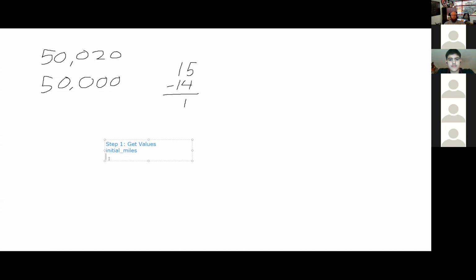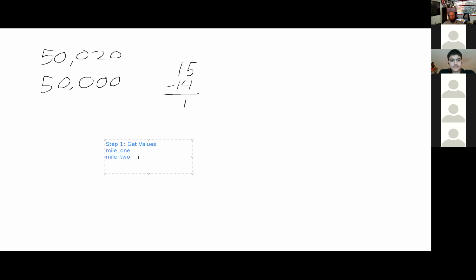What else do you want to call them? Second miles. You could just do mile 1, mile 2, or mile read 1, mile read 2, whatever. Look, you're the programmers. You can choose those things.